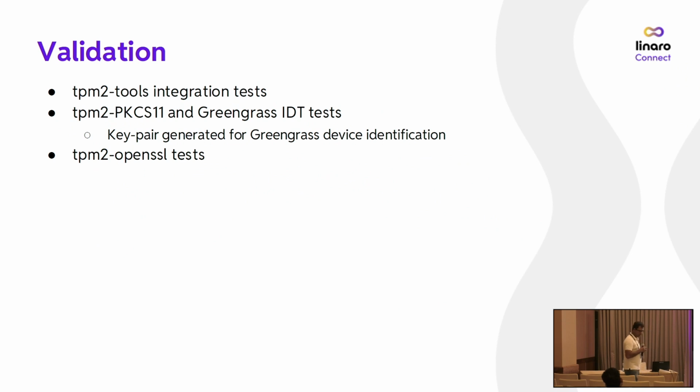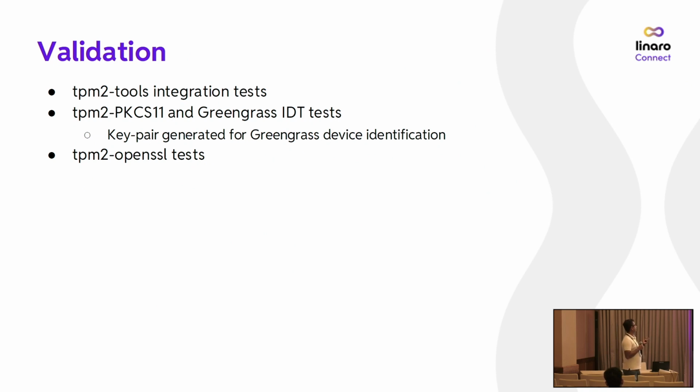Now, let's look at the validation. As I explained before, TPM2 tools is a comprehensive set of integration tests which ensure that the fTPM SP is compliant with the TPM 2.0 specification. The TPM2 tools integration test would be running in the CI. And we have Greengrass integrated in Cassini, and we run the Greengrass IDT test in the CI.